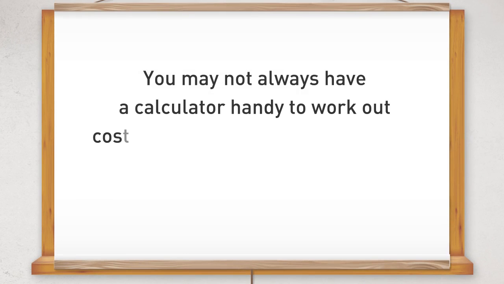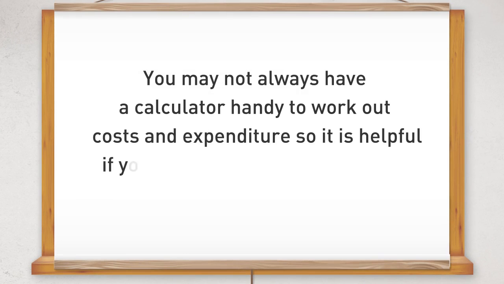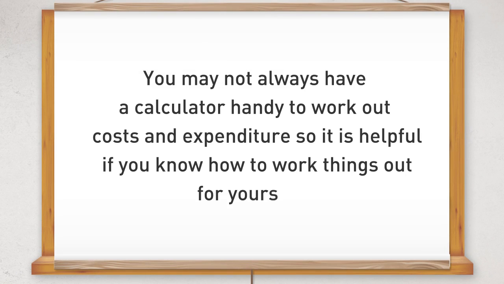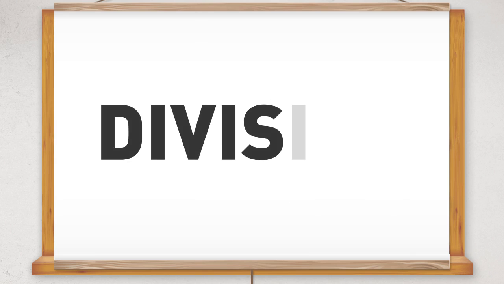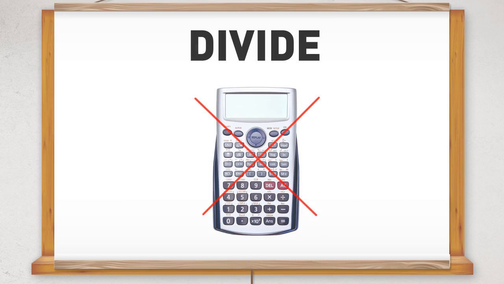You may not always have a calculator handy to work out cost and expenditure, so it's helpful if you know how to work things out for yourself. Whenever we want to share a bill in a restaurant or paying for an event, we need to use division. Let's first look at how to divide without a calculator.